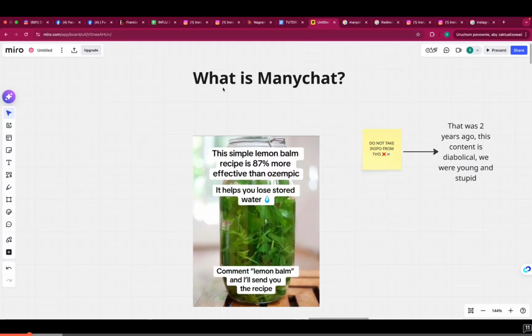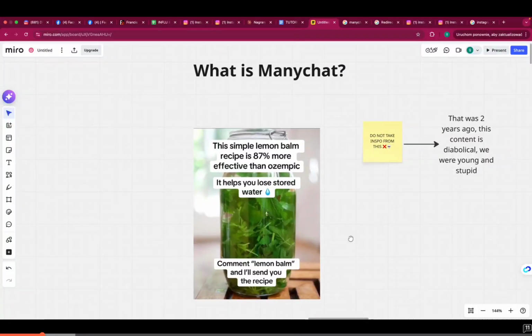So let's look at this example. This simple lemon balm recipe is 87 more effective than Ozempic. Just a small disclaimer, absolutely do not take inspo from this. This is diabolical, but that was 2 years ago. We're not doing this anymore, so please do not take inspo from this. I mean, don't ever say that something is 87 percent more effective than Ozempic, but this is just a great example to show you the whole story.